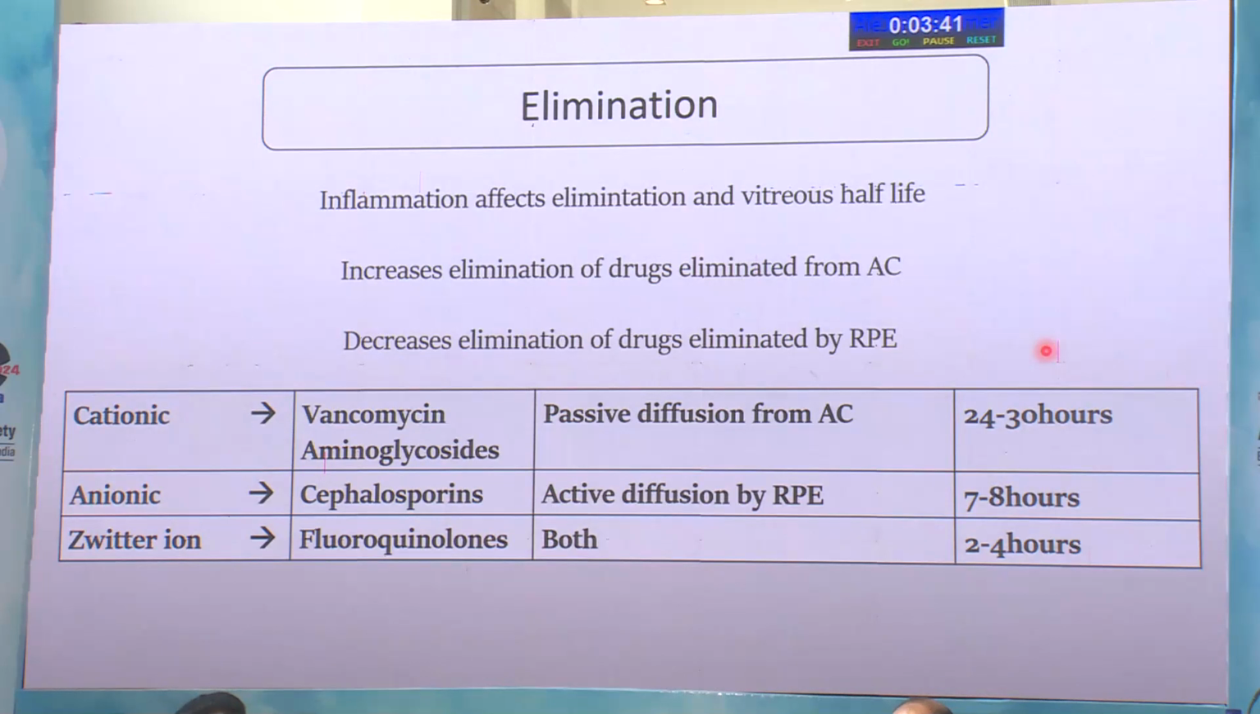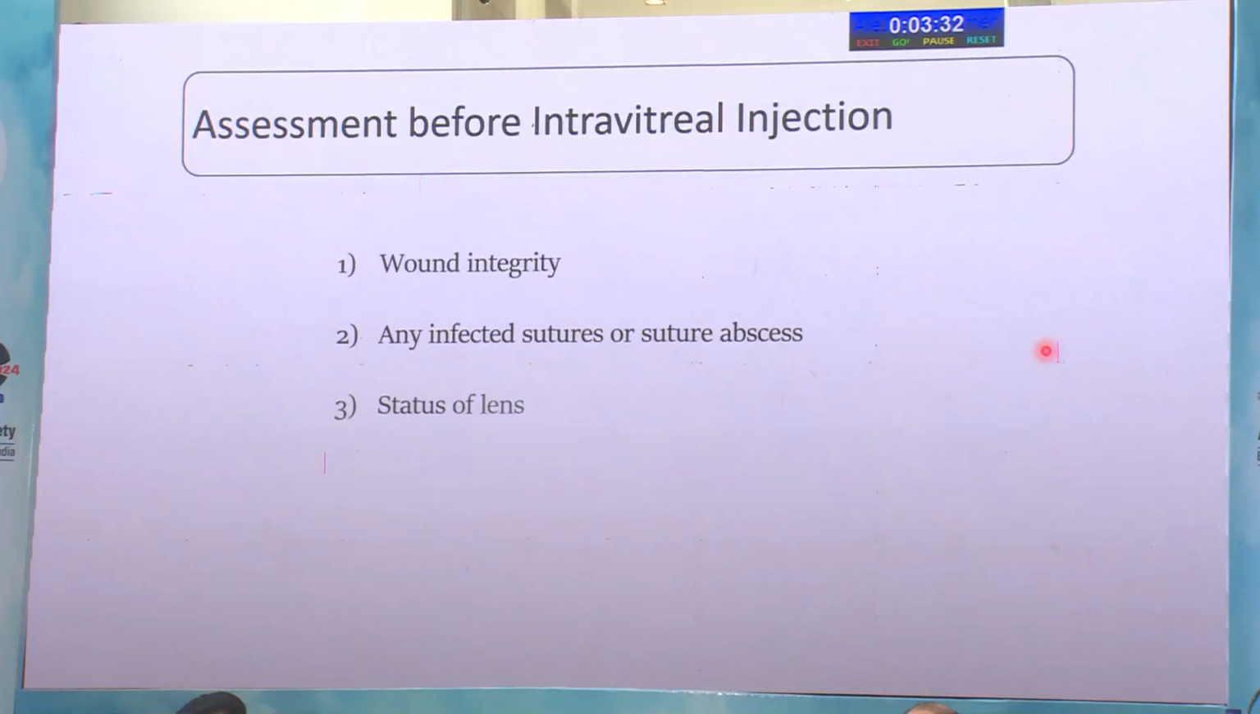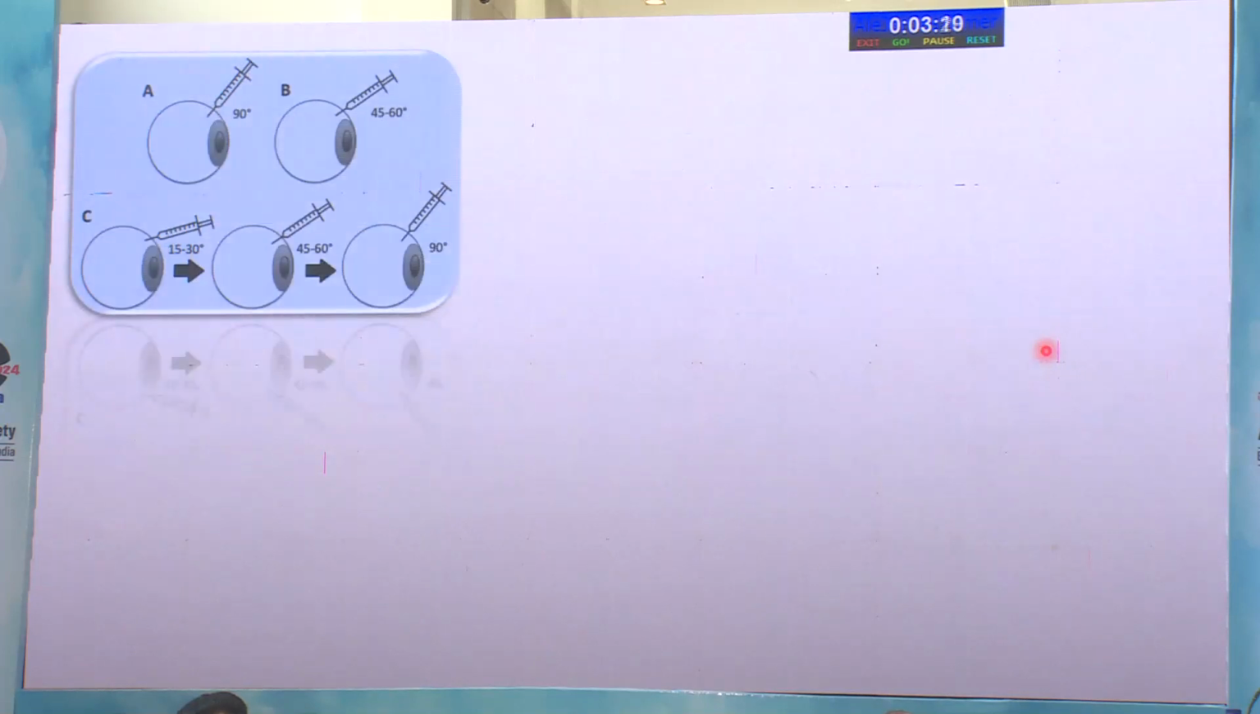Some studies also mention using half the dosage of the drugs in silicone oil filled eyes. So important to note before intravitreal injection is the wound integrity, like Sir said, any infected sutures or suture abscesses, status of the lens, obviously we are considering pseudophakics here, and intraocular pressure.